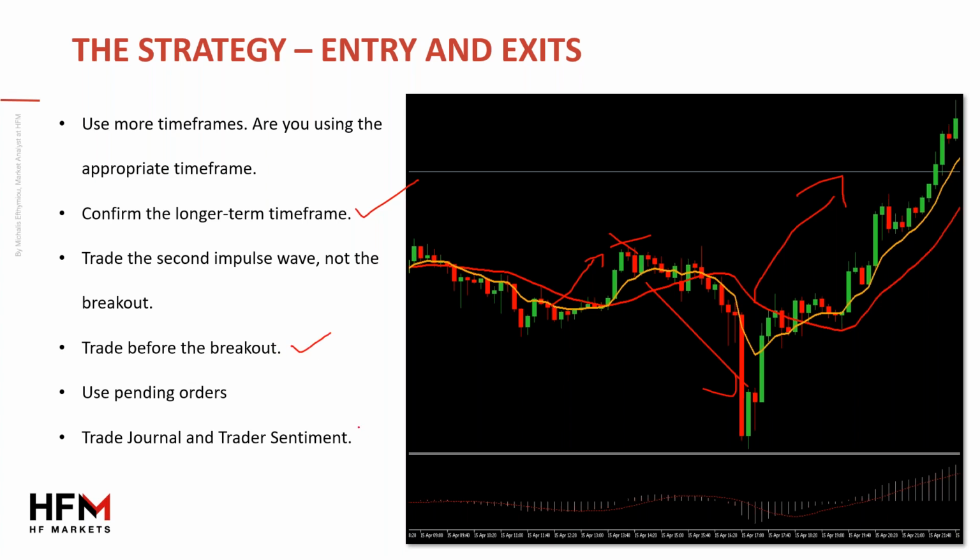We can look at trading the breakout. Or if we're not going to trade the breakout, trade at the 60 mark on the Fibonacci or the 61 some people use. Some people also use the 64. Either way is appropriate. Use pending orders as well. Trade journal, trade the sentiment.